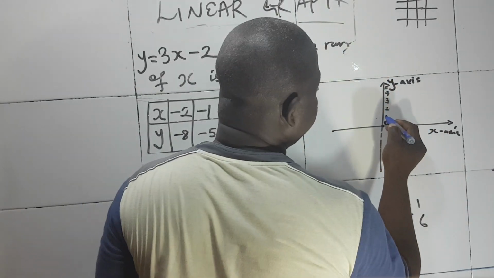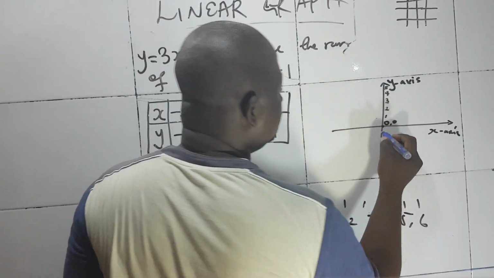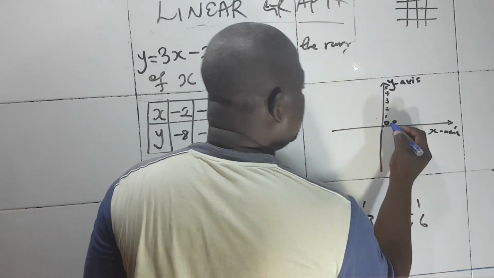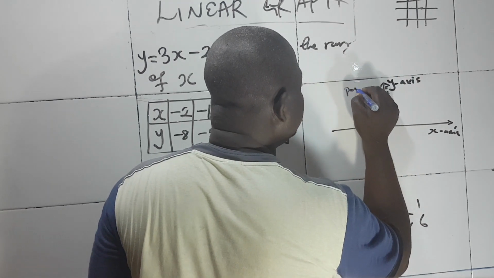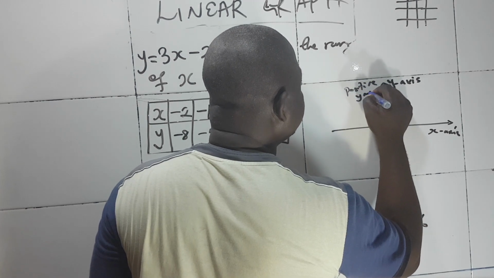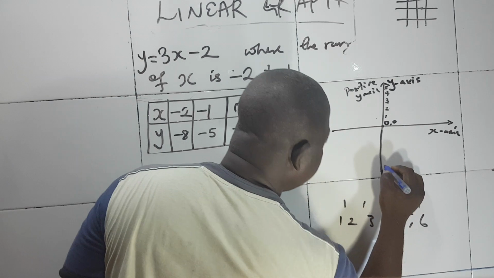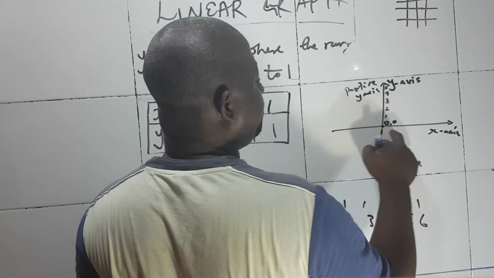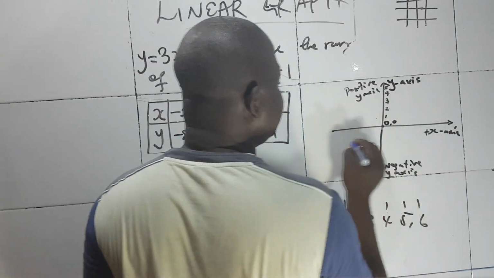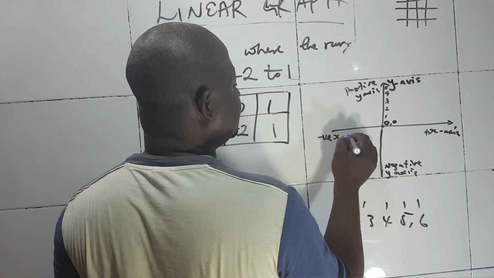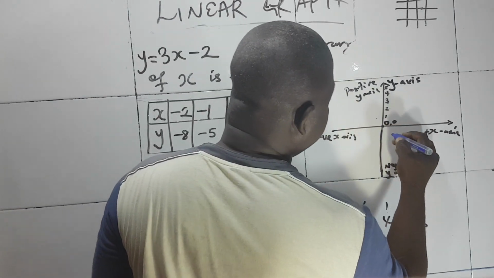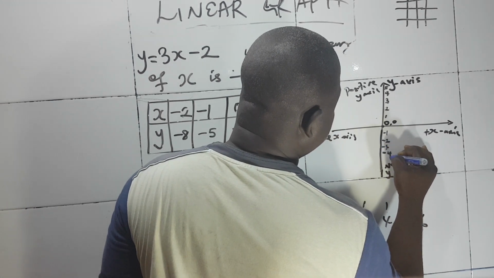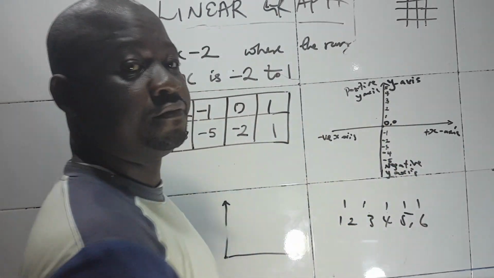So we now have 0, 1, 2. So the common difference is 1. On the negative part, so this is the positive y-axis. The upper part of this 0 point is called the positive y-axis. And this is the what? The negative y-axis. This is positive x-axis and this is negative x-axis. So if this is 1, this plane will be minus 1, minus 2, minus 3, minus 4, minus 5. I believe that is clear.